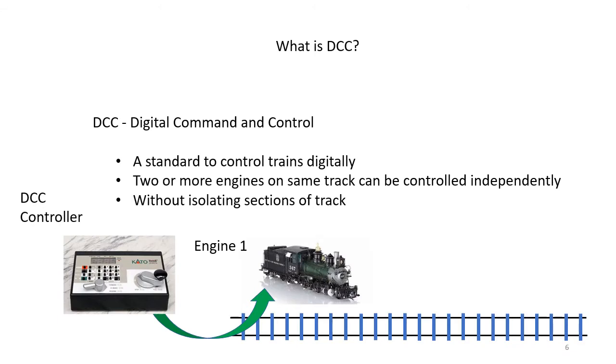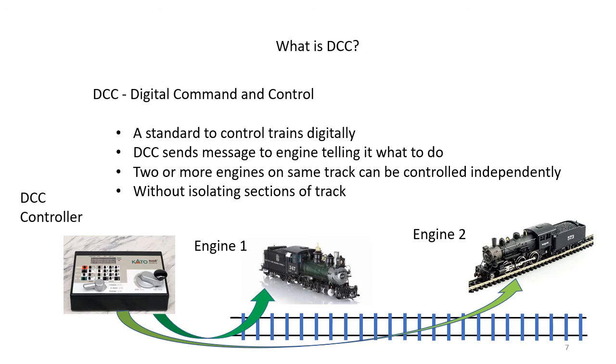In this scenario here, we have a DCC controller and engine number 1 is on the track. Also on the same track is engine number 2, controlled from the same DCC controller. The DCC controller sends a message to engine number 1 telling it to move forward, to move backwards, to go faster or slower, to stop. And this is totally irrelevant to engine number 2 because the message, or the so-called packet, is transmitted to engine number 1. Engine number 2 will ignore it.